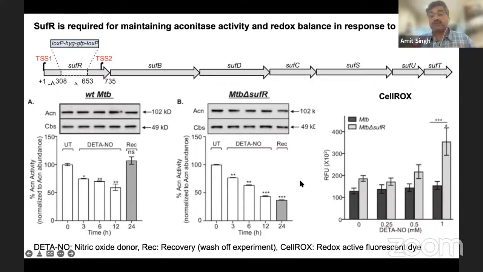I'm not going to go into the respiration data, but we have also shown that respiration, or bioenergetics, oxidative phosphorylation, also gets affected with nitric oxide, and it gets more affected in the suf mutant.